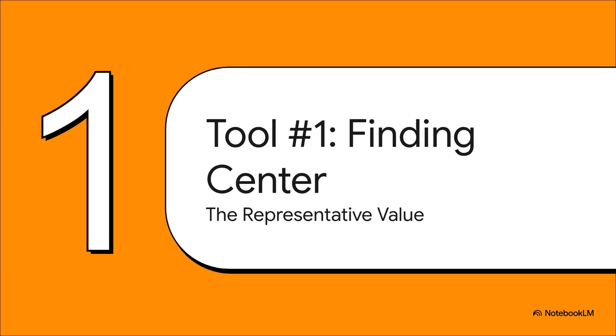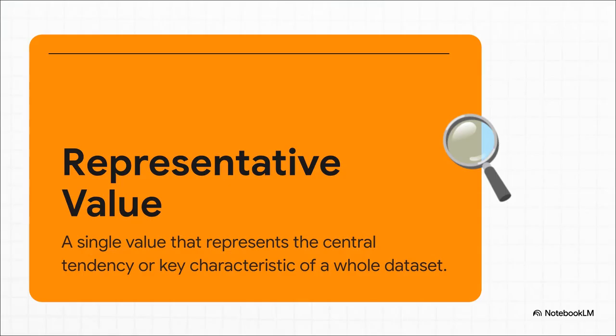All right, our first tool is all about finding the center of the action. We need to find one single number that can pretty much represent the entire group. This is the first and most important tool in our Data Tamers toolkit. And there's a name for this. It's called a representative value. So instead of getting lost in all those different scores, we find one number that gives us a quick snapshot of how the whole group is doing. Think of it like summarizing a whole movie in a single headline.